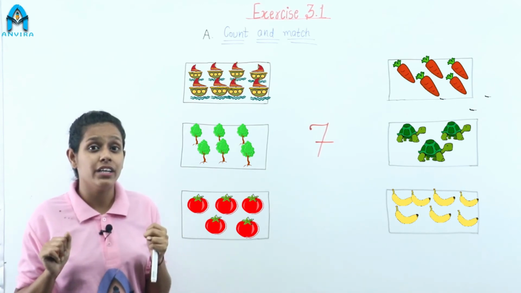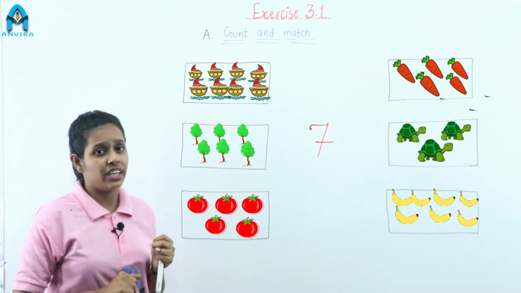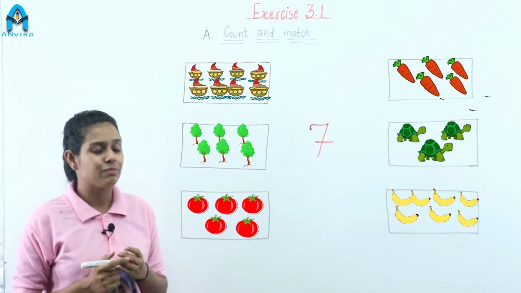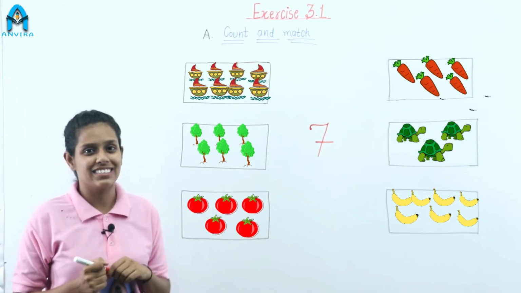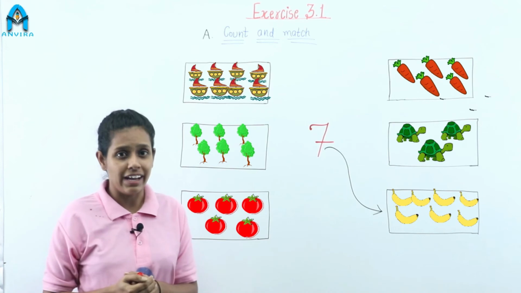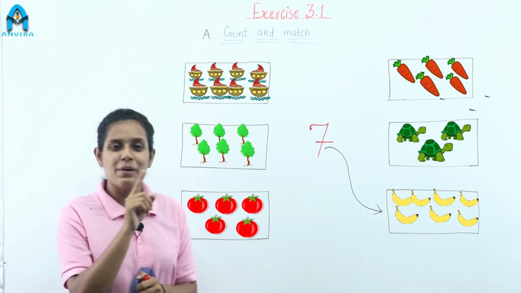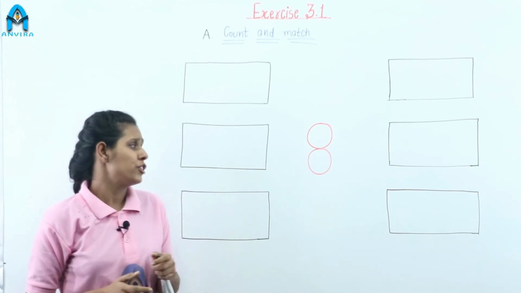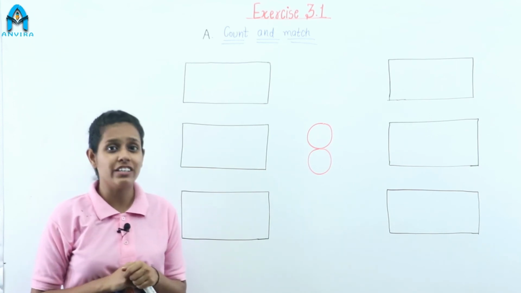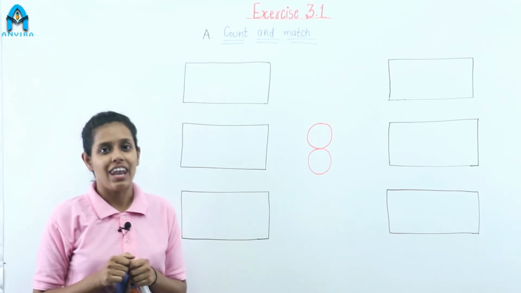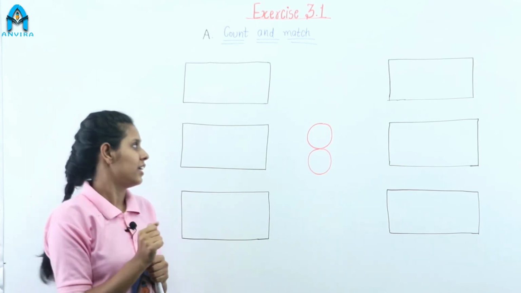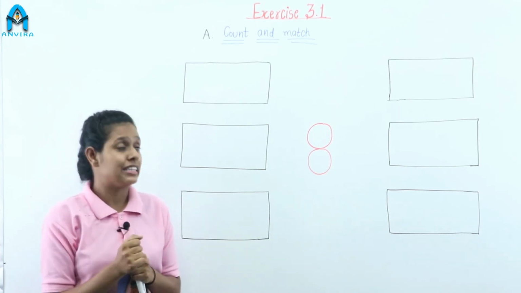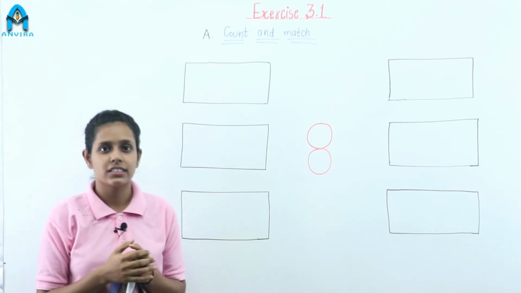Now tell me which object match with number 7? Bananas. Now match number 7 with 7 bananas. Now look at the next question. Which number do you find in this question? We find number 8. Now let's count the objects.